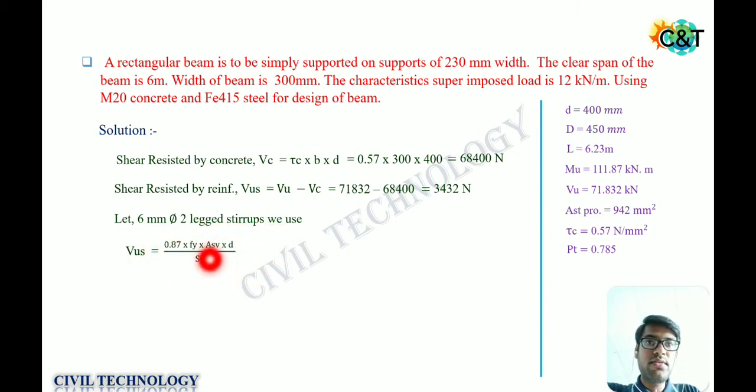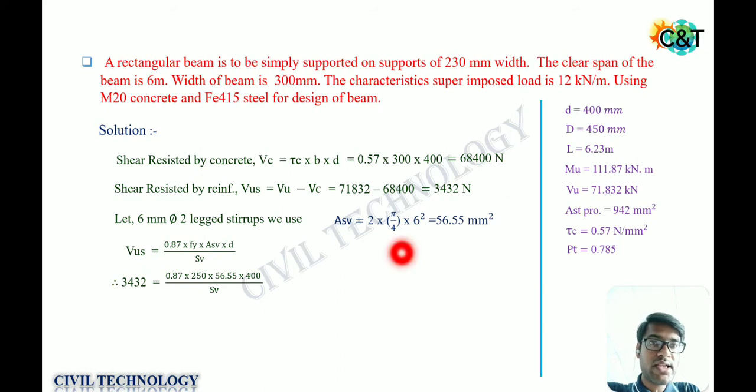And Asv is the area of the stirrups. We didn't calculate the Asv earlier, so let's first calculate it so we can move on in this formula. Asv will be equal to 2 times pi by 4 multiplied by 6 square, the area of our stirrups. As we use 2 leg stirrups, 2 multiplied by the area of the bar, pi by 4 times 6 square, which comes out as 56.55 mm square. Now put down all these values and you will get the required spacing for the stirrups.